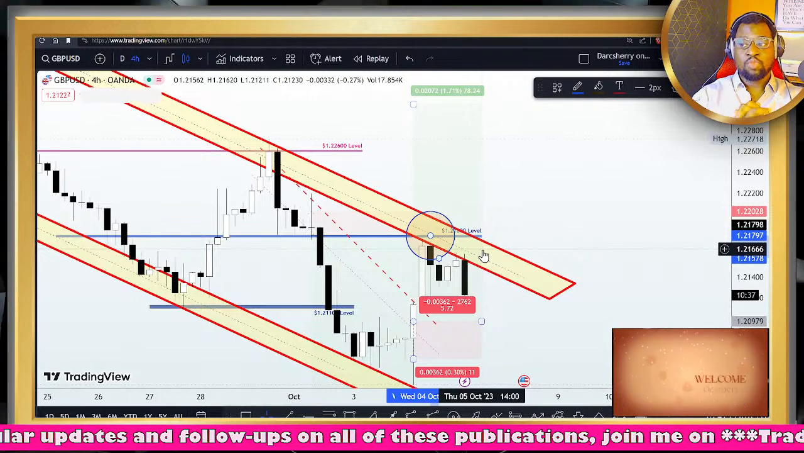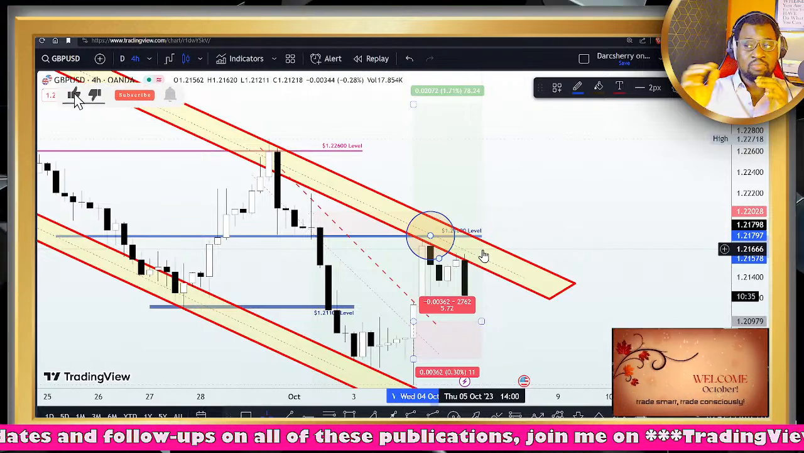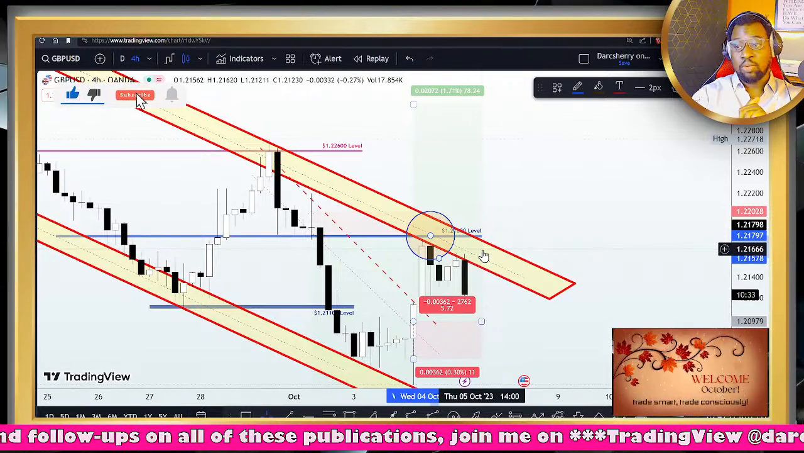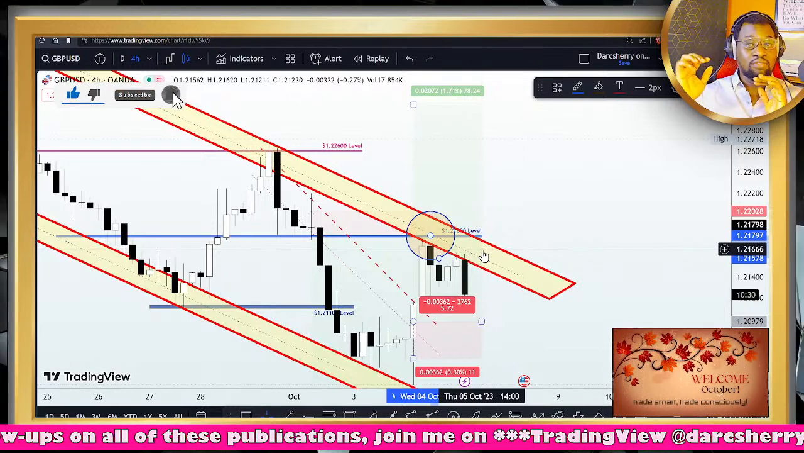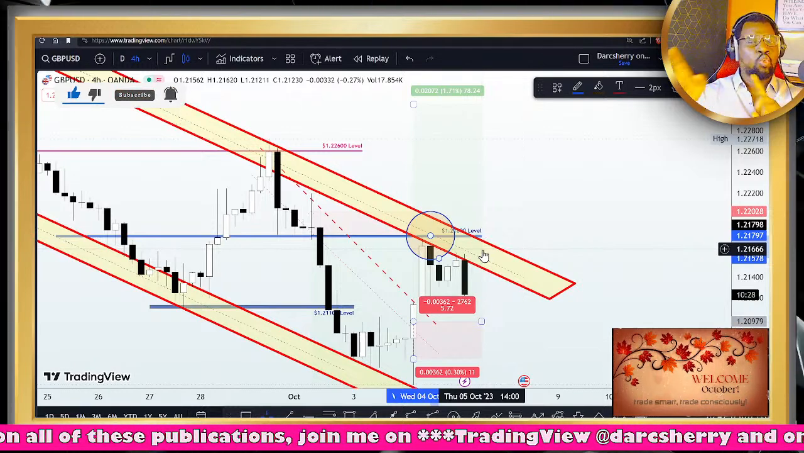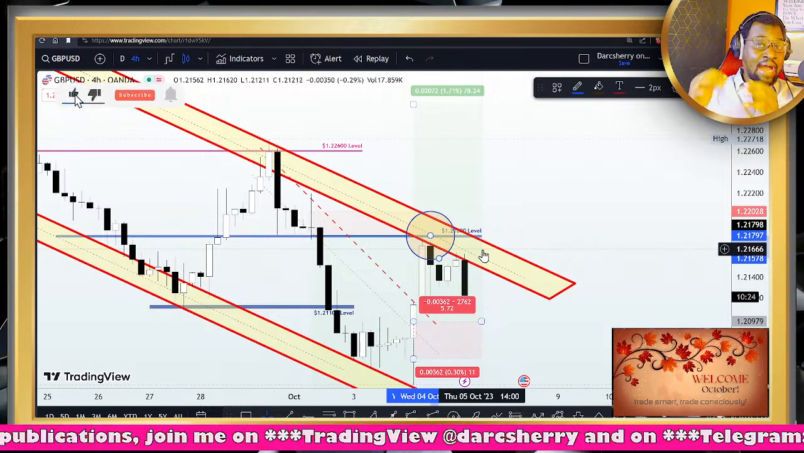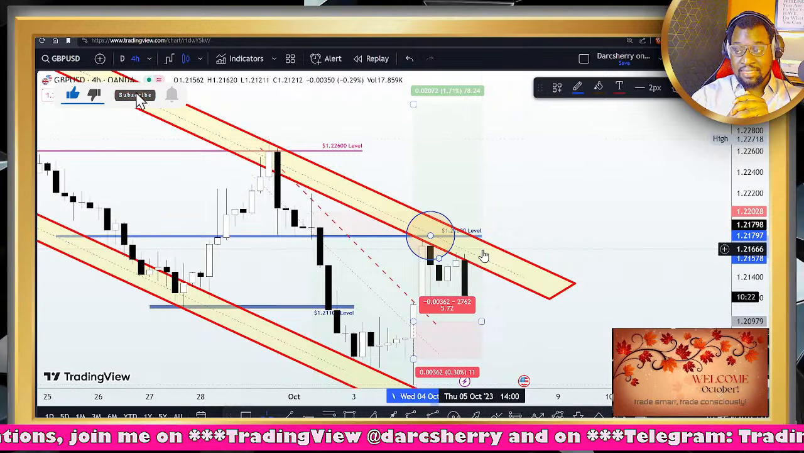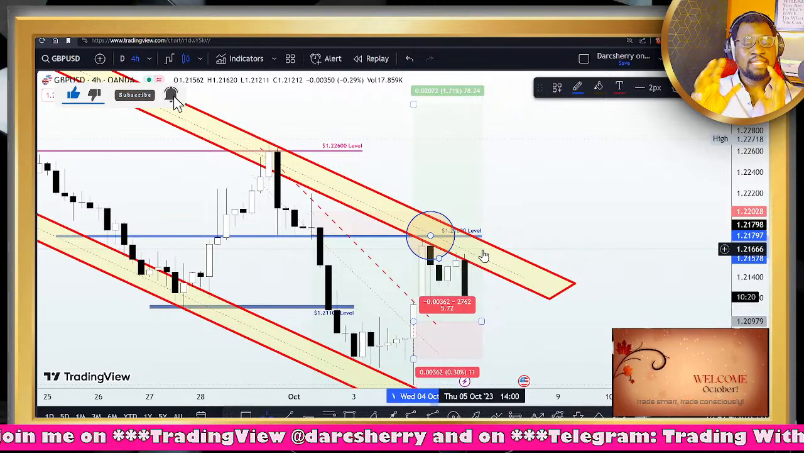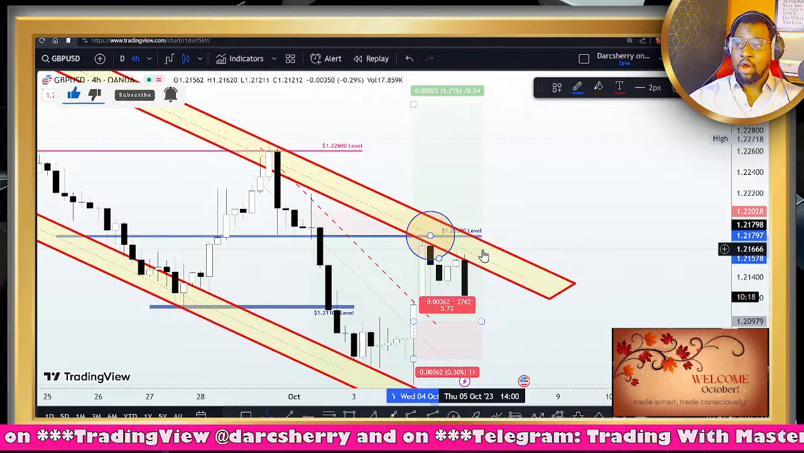So what I'm going to be advising us to do here, because price is respecting that descending trend line one more time, is for us to look out for selling opportunities, while we also hold on to the idea that buyers could come in at any point in time. Now, how do we intend to do this? Let's see on a lower time frame.